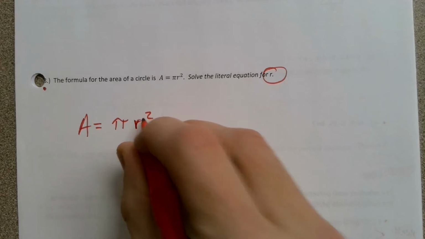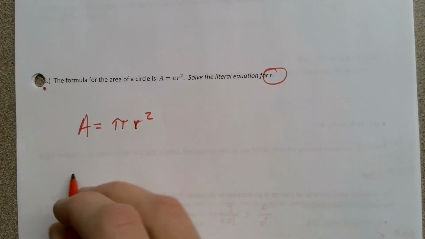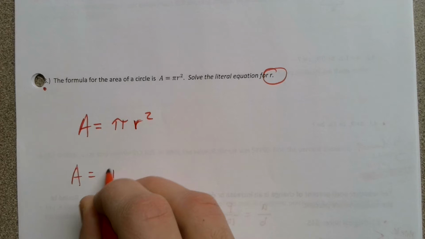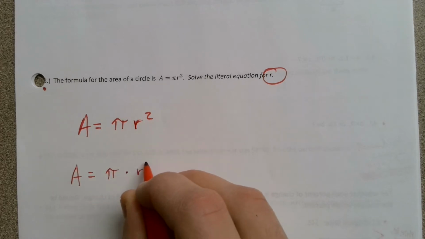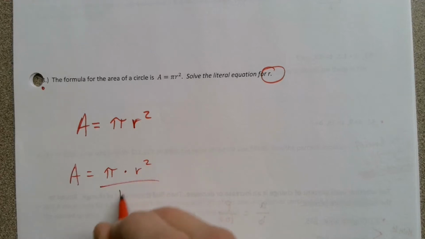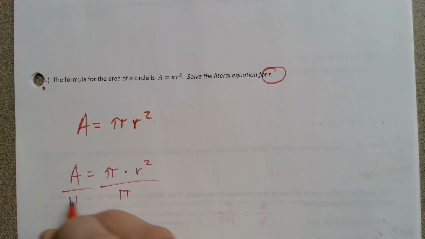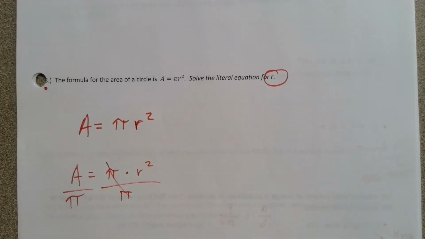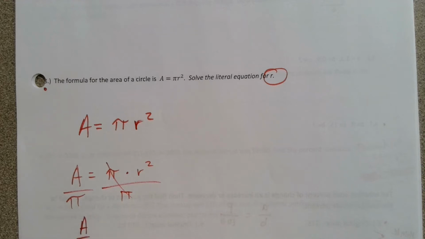I'm getting r by itself. Right now I have A equals pi times r squared. To undo this pi, I'm going to divide each side by pi. That'll cancel those out. A over pi equals r squared.